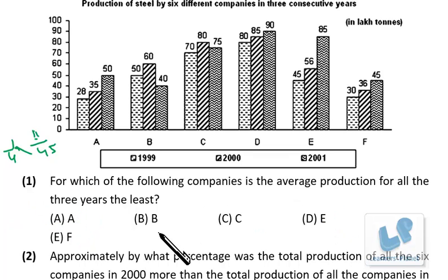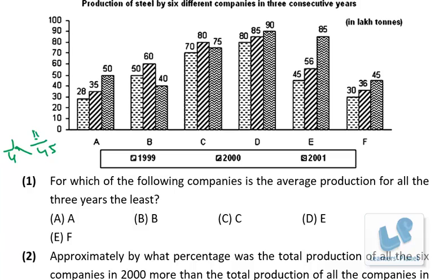For which of the following companies is the average production for all the 3 years the least? So among the options, we just have to check between A and F, right? In other cases, the average will be really too high. We can say this by looking at the graphs B, C, D and E. So between A and F we have to make the comparison.